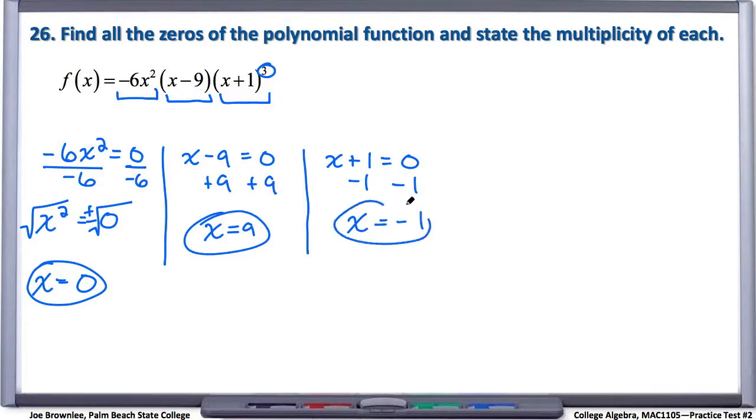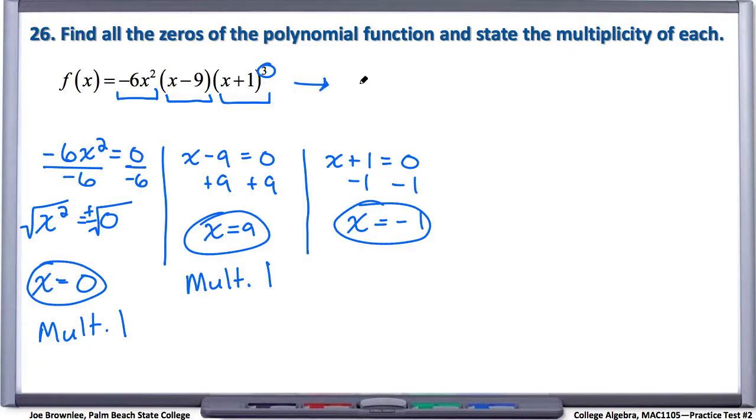Now let's talk about the multiplicities for each of these zeros. We can see x equals 0 occurs only once, so its multiplicity is simply 1. We can see x equals 9 occurs only once, so again, its multiplicity is only 1. Now it might look like x equals negative 1 occurs only once, but that's simply because of the way I wrote out the work. Remember, what does it mean when we raise some quantity to a power? This power tells us how many times we could write this factor out. This is really a condensed form of the factor.